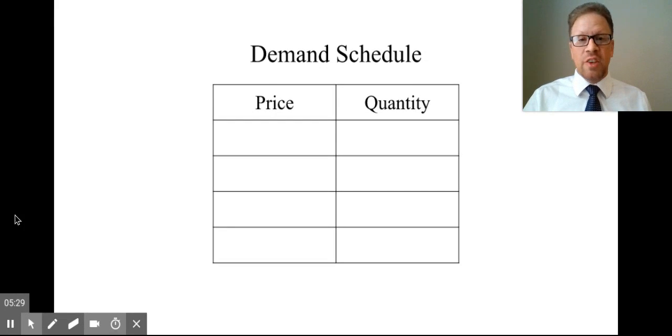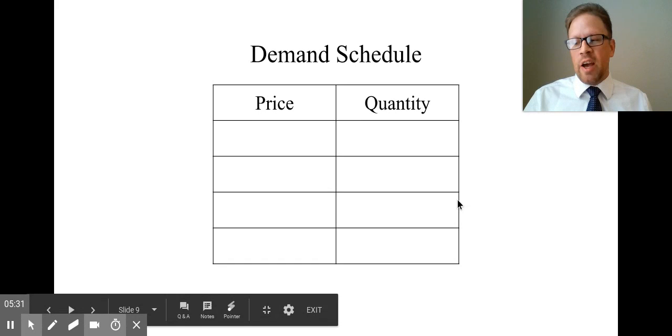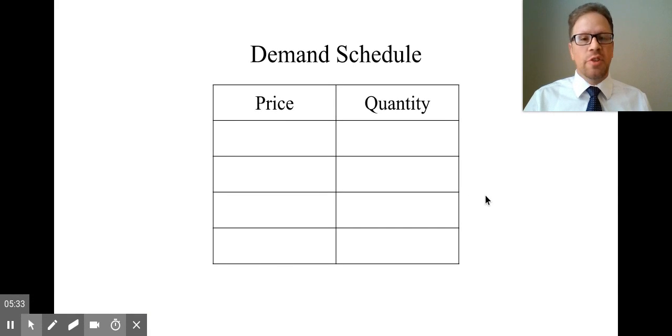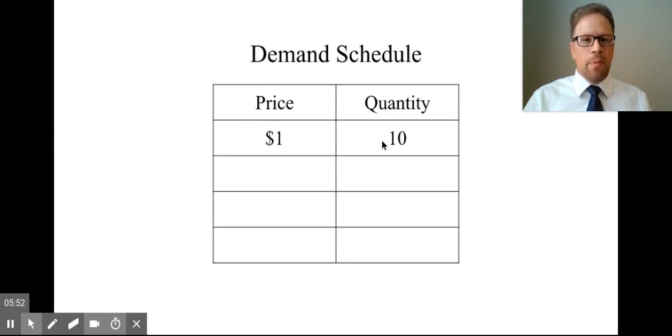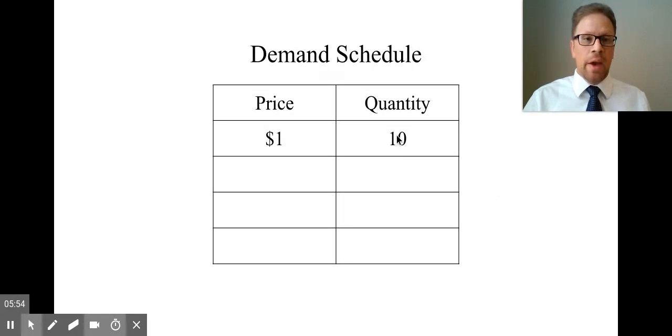A demand schedule is actually a table showing how much consumers are willing and able to buy at all possible prices and is based on the sum of the decisions made by individual consumers in a market. So let's say we're selling Mountain Dew. Possibly if we sell Mountain Dew for $1, maybe we'll find 10 people say, okay, I'll pay $1 for Mountain Dew. I'm really thirsty.